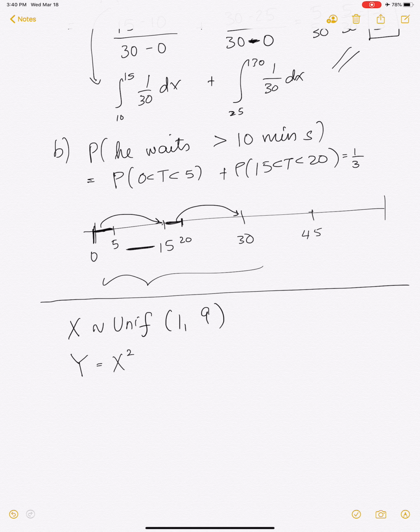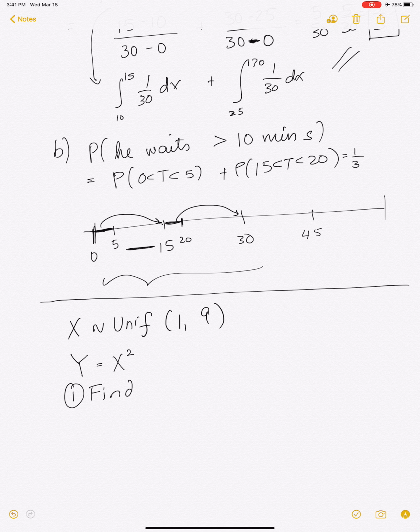Okay, so just a little worded example to go along with this uniform 0, 1. Suppose X is uniform 1, 9. Suppose X is a random variable that's uniformly distributed between 1 and 9, and the random variable Y equals X squared. I'm going to ask you 2 questions about Y.